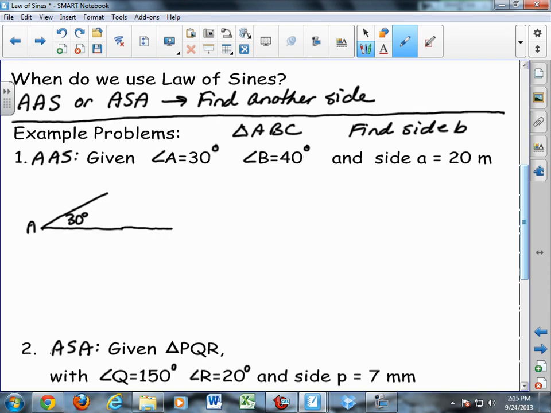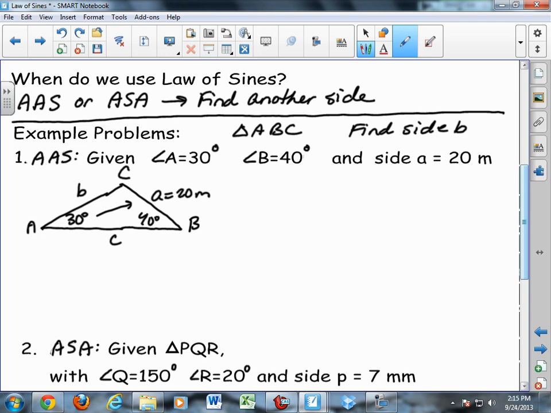I'm going to try to make it slightly bigger than the 30. So there's 40, that's angle B. And then opposite angle A is side A, which is 20 meters. And then I'm going to go ahead and label the third angle as C, and then label the other 2 sides. Now I want to find side B. So I'm given angle A and side A and angle B, and then I want to find side B.